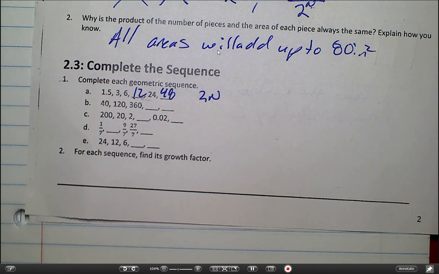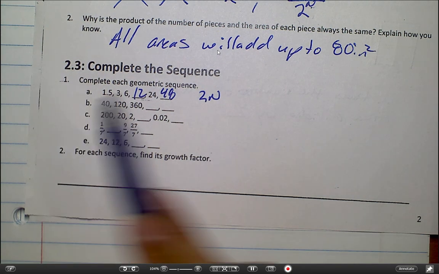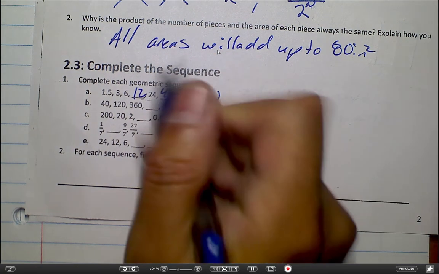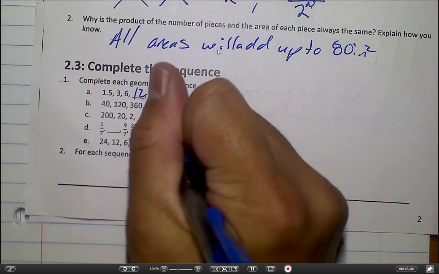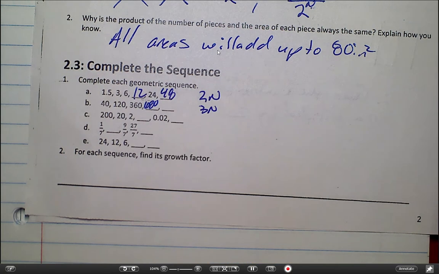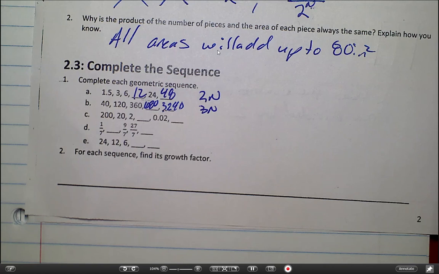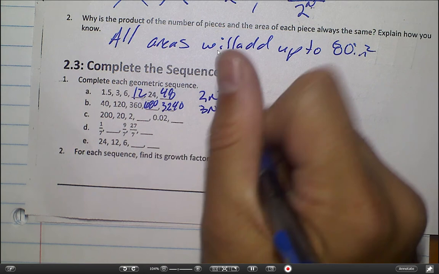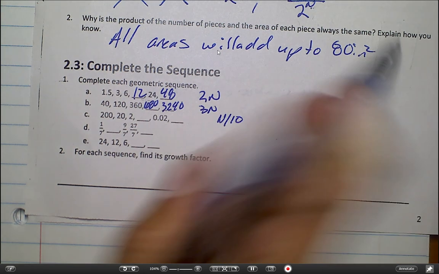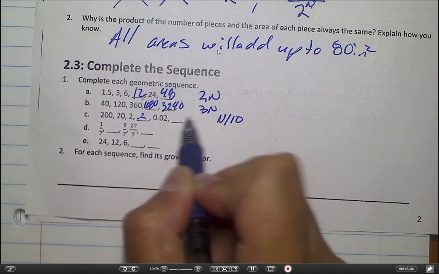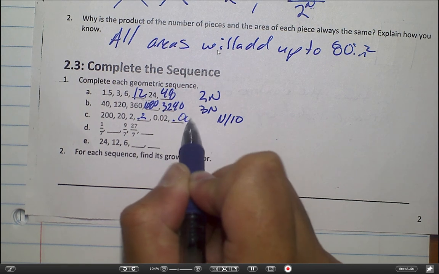All right. B. What is my factor for B? 3n. So my missing numbers are 1080 and 30, 240. Okay, so now, what is C? N divided by 10. So this one's going to be 0.2. Very good. And 0.002. Excellent.